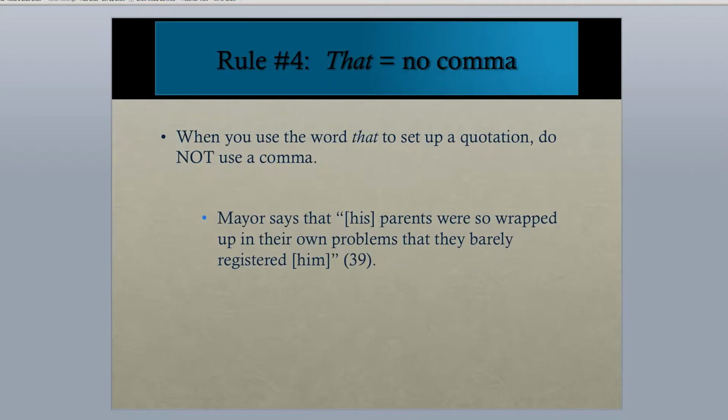Rule 4 says if you use the word "that" to set up a quotation, do not use a comma after it. So if I say something like, Mayor says that his parents were so wrapped up in their own problems that they barely registered him, the word "that" right here means that I actually don't have to put a comma right there. And that's just a grammatical rule that helps you know when and where to use that comma.